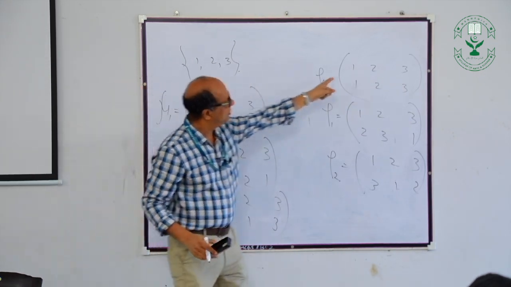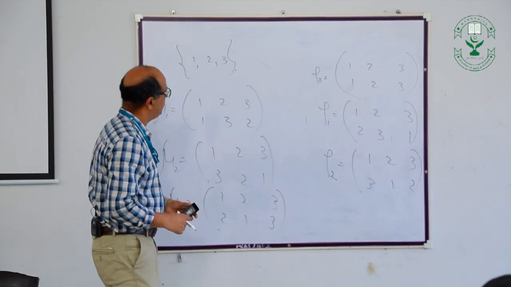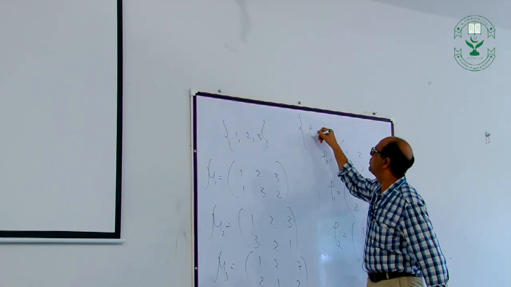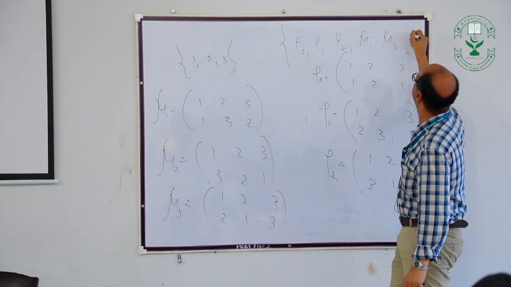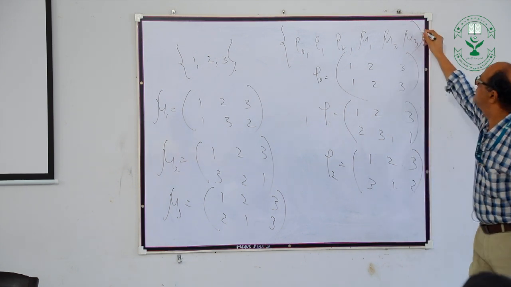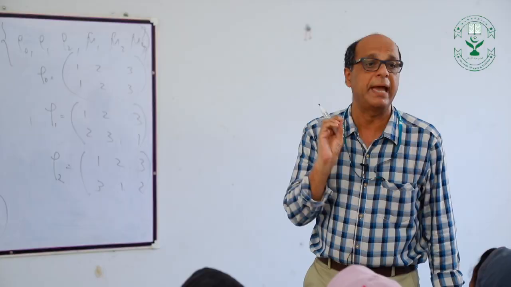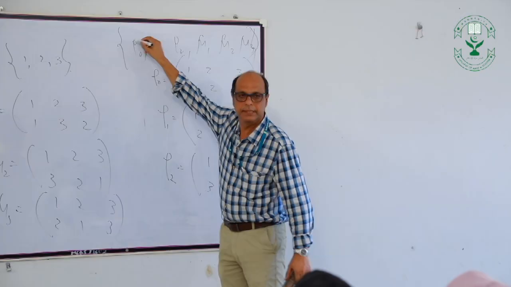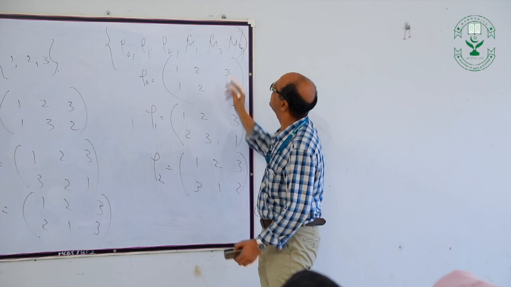You see, these are not all the same. These are all different. So now we are going to consider the collection of these: rho 0, rho 1, rho 2, mu 1, mu 2, mu 3. I am going to consider this as a set. That set has the peculiarity that all the elements are functions. This is a function because it maps from 1 to 1. So I am going to consider this collection.